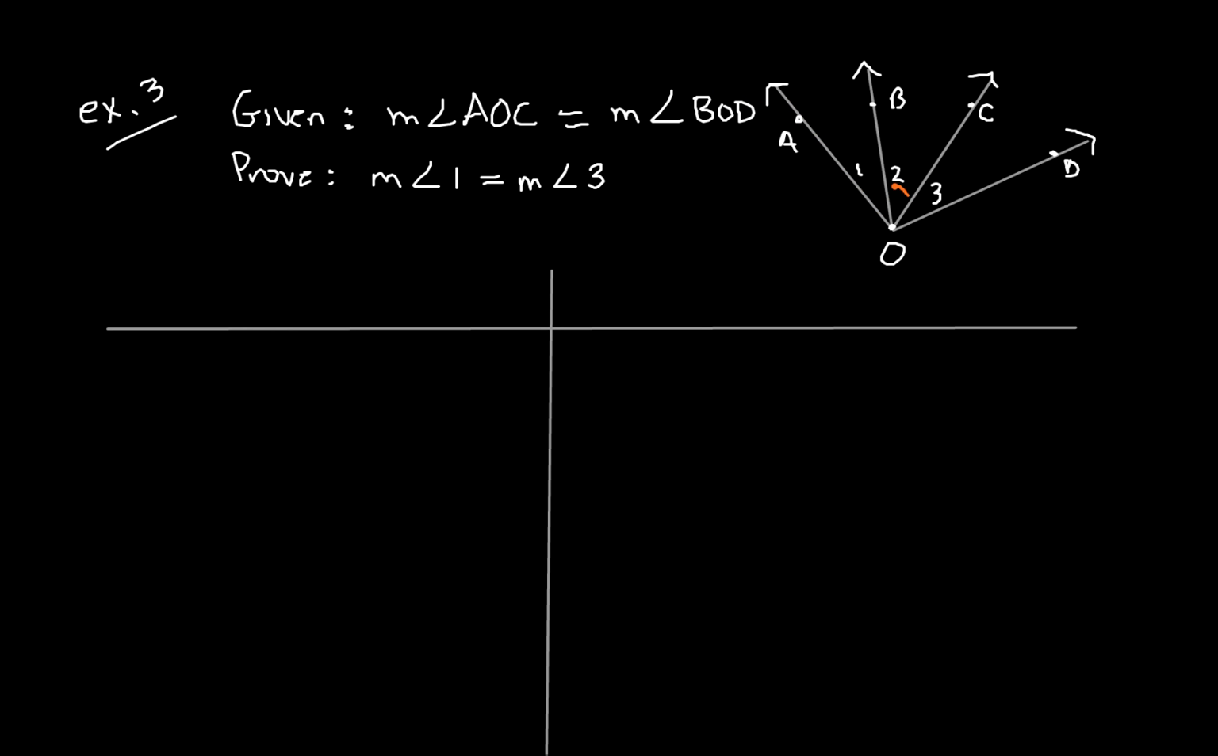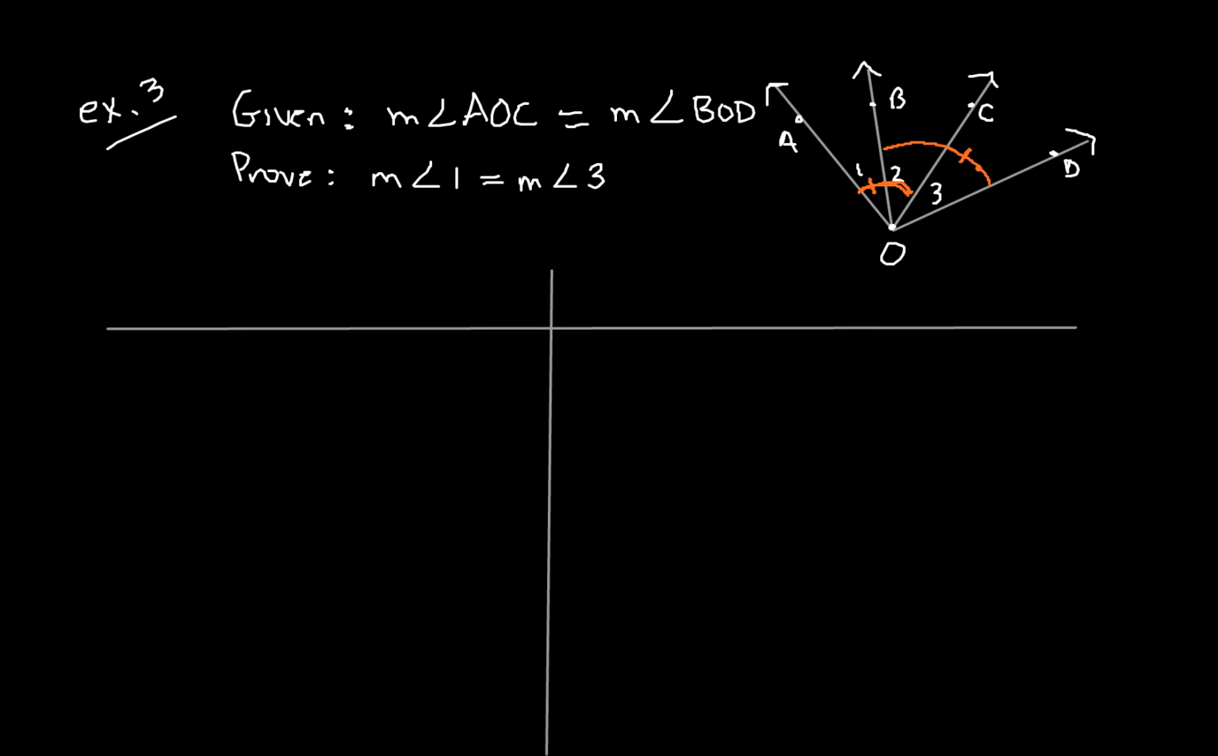AOC, there it is. And with angles, we put a little arc and we put a line through it like that. Angle AOC is equal to angle BOD. So I'm just going to go way out here. Whoa, my drawing looks awful. But these are congruent or equal.